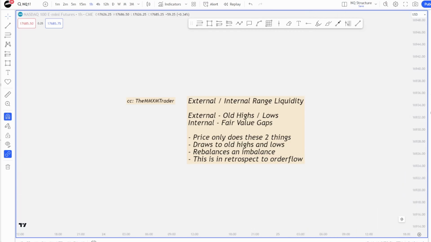The flow of the market is that if internal range liquidity is tagged, that is an indication for price to then draw to external range liquidity. And vice versa, if external range liquidity is taken, that is an indication that price will draw to internal range. All you need to do is use this understanding of price on the monthly, weekly, daily, and 4 hour, and that's going to be your key to finding your daily bias. When you know the relationship between these two things, that is what will lead you to a high probability bias.